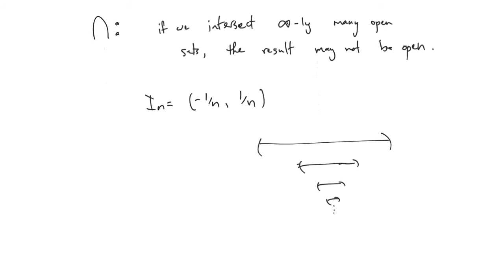What's the intersection of this? The intersection of the open intervals minus 1 over n to 1 over n is 0, just the set containing 0. 0 is the only number which is in all of those intervals. This is an infinite intersection of open intervals resulting in a single number. Now that's not an open interval, certainly, but that's not even an open set at all.